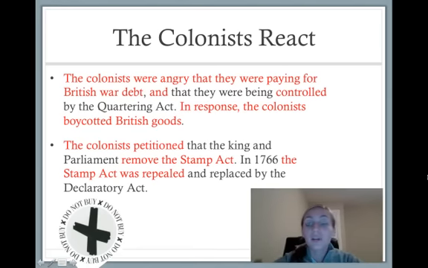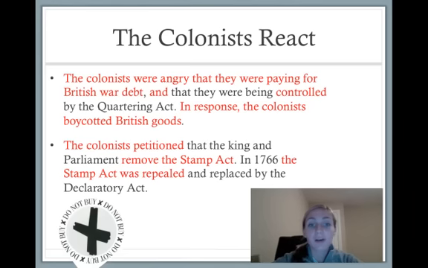So the colonists were not very happy about this series of acts that were being passed. They had to pay more money for things that they used every day, and they didn't believe that they needed to be paying for the debts of the French and Indian War or the 7 Years' War. So that made them upset. They also were upset about the lack of control that they had. The Quartering Act limited their rights greatly, and they felt that wasn't fair.